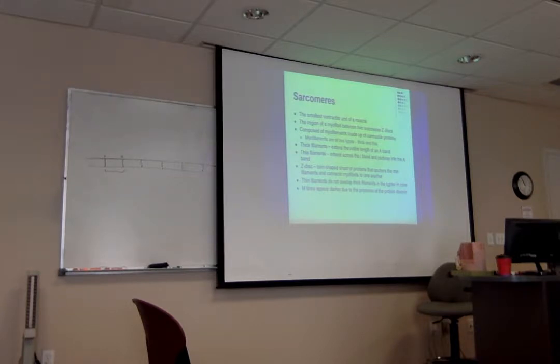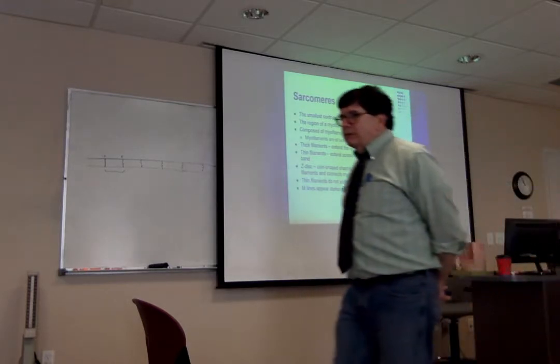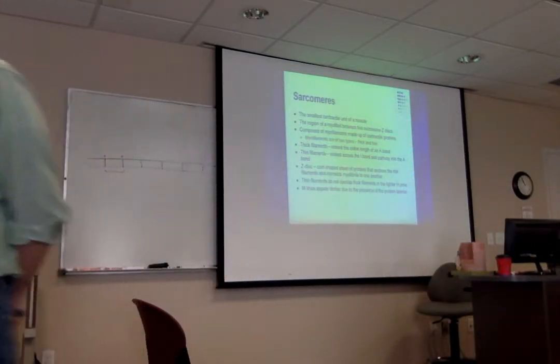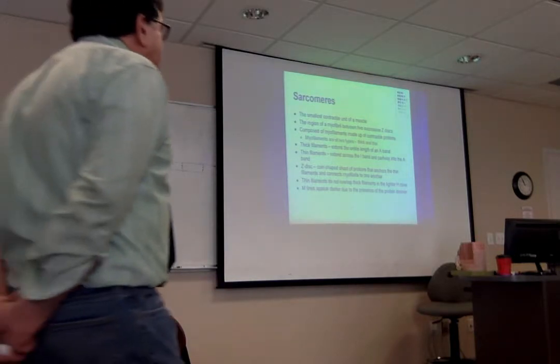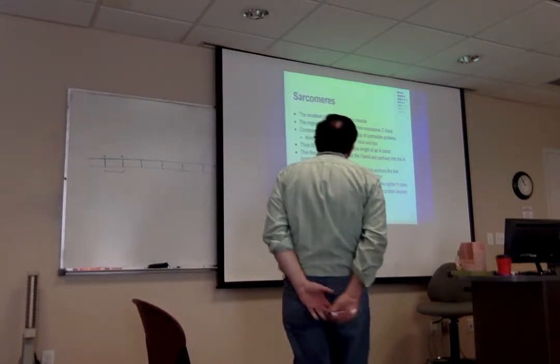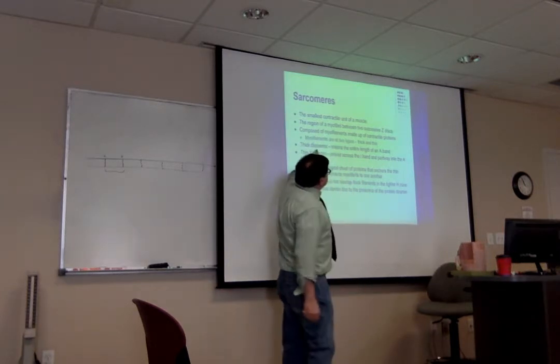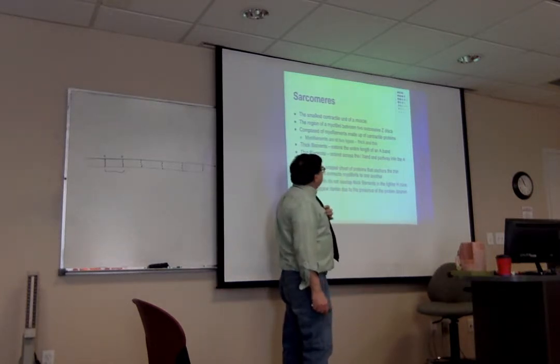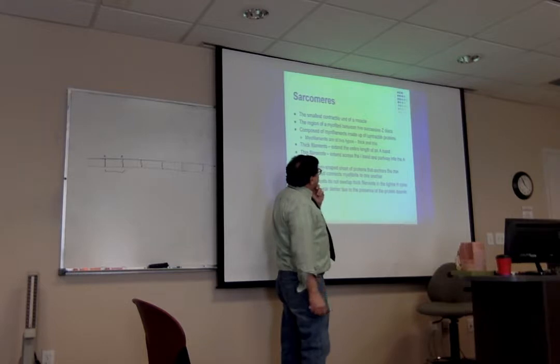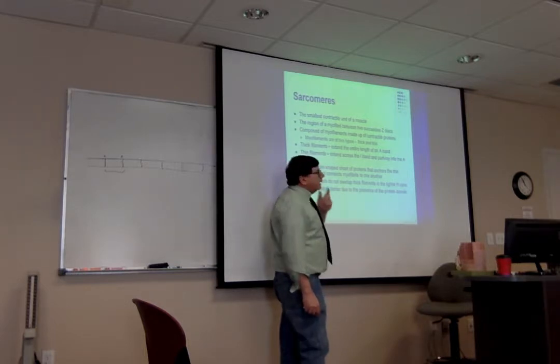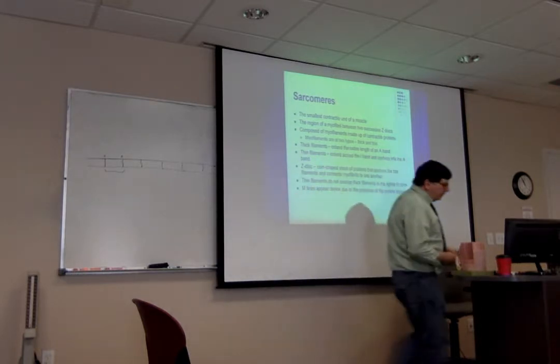And these sarcomeres are made up of myofilaments. These myofilaments are either thick filaments or thin filaments. Thick filaments extend the entire length of an A band, whereas thin filaments extend only across the I band and part way into the A band.